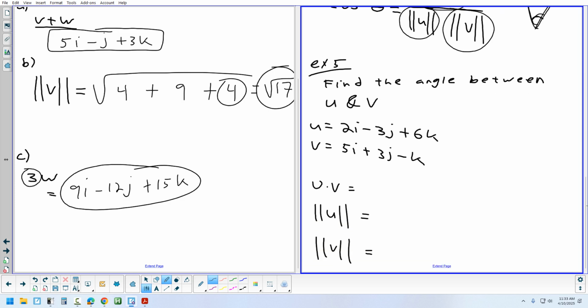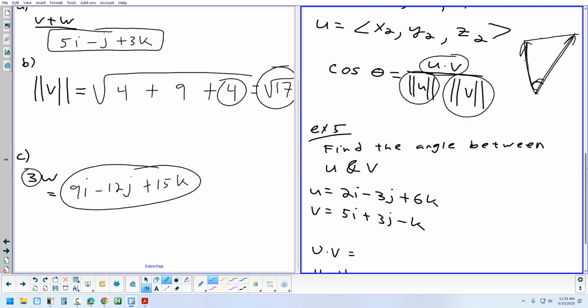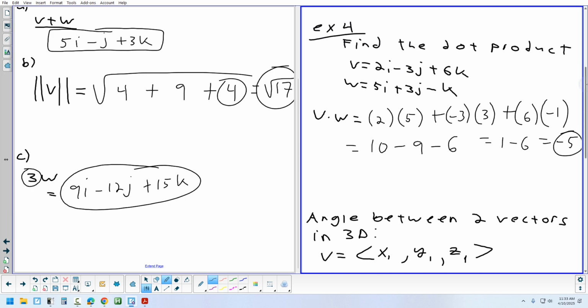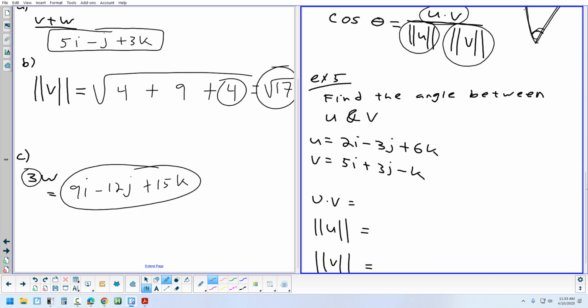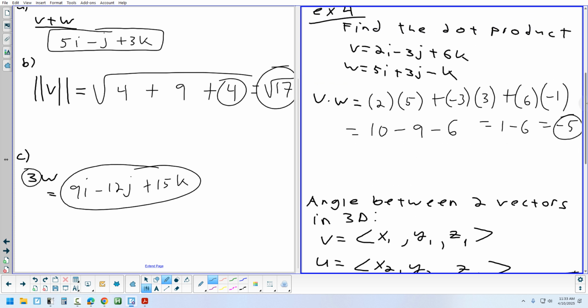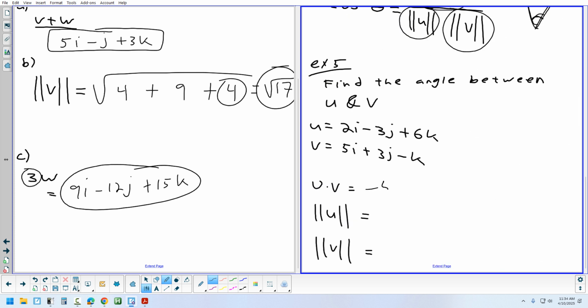All right, so let's find the angle between U and V. If you notice, these are the same two vectors we just did the dot product for. 2, -3, 6 and 5, 3, -1. So we already know the dot product. What was the dot product? -5. So there's my dot product. We don't know the magnitudes, so we do need to find those.